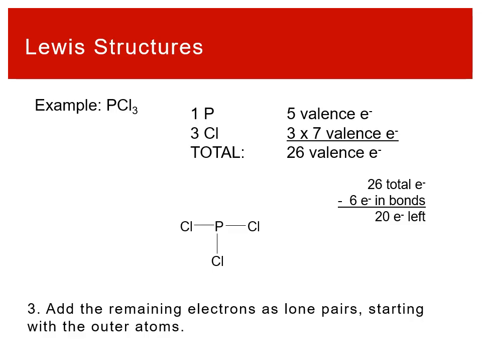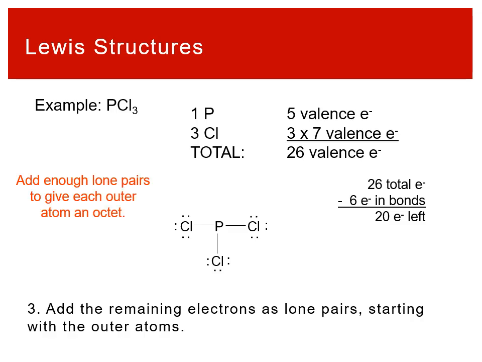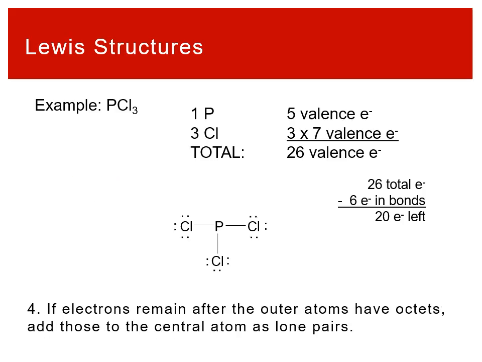My outer atoms of chlorine each have 1 bond. That is 2 electrons. They all need 6 more, which means they will need 3 lone pairs. That's true of all of these chlorine atoms. I add enough lone pairs to give each outer atom an octet. Fill them up. And if I'm using single bonds, it's always going to be 6 here. Okay, so we assigned those as lone pairs.